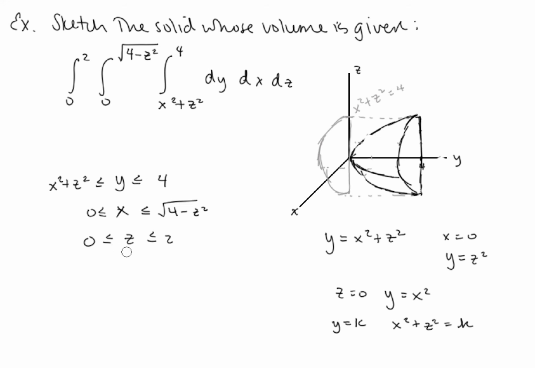And now let's take a look at our bounds on z. We also have that z is bounded below by 0. Z is going from 0 to 2. But in the region we have here, it looks like z is going from negative 2 to 2. So we have to make another adjustment. We don't want any of these negative z values. That tells us we don't want the bottom part of this paraboloid either.